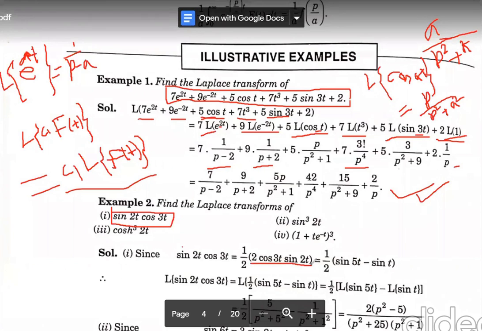Do you remember that? 2 cos A sine B, sine A plus B minus what? Sine A minus B. If you remember, then you can understand that. 2 cos A sine B, that is sine of A plus B minus sine of A minus B. So A is your 3t, B is your twice t. So that half is here.